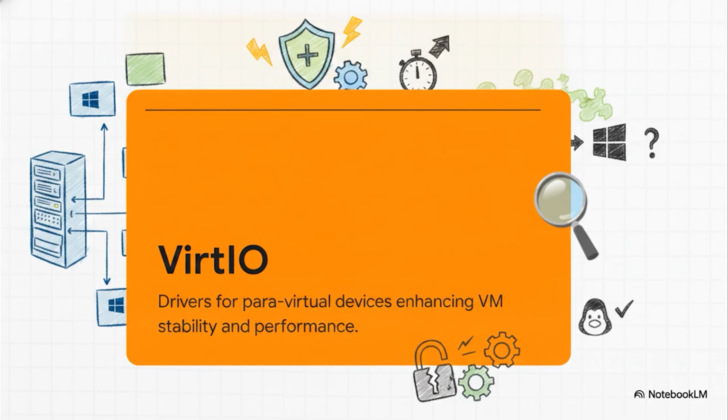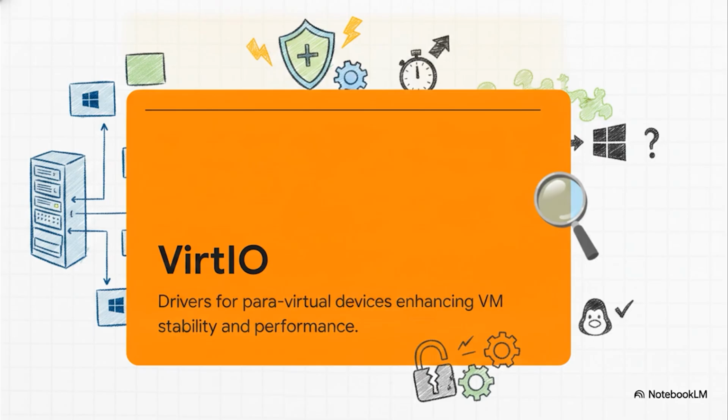Let's explicitly define our core acronyms here. AHV stands for Acropolis Hypervisor, which is Nutanix's native enterprise-grade virtualization solution. VirtIO, on the other hand, is a collection of drivers for paravirtualized devices. And listen, these drivers aren't just nice to have. They drastically enhance the stability and performance of virtual machines running on AHV.